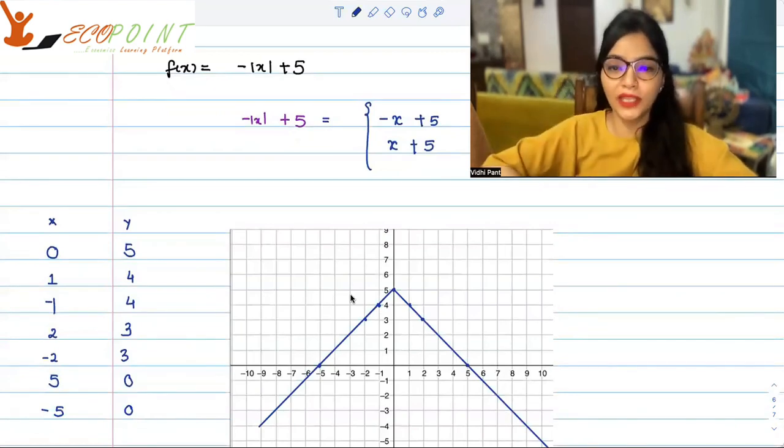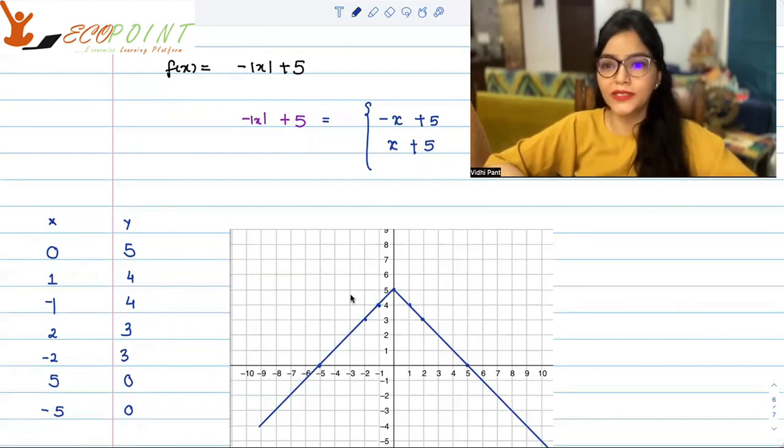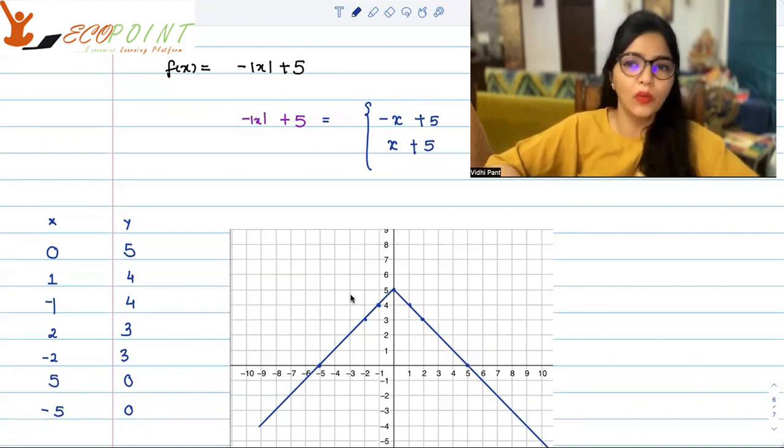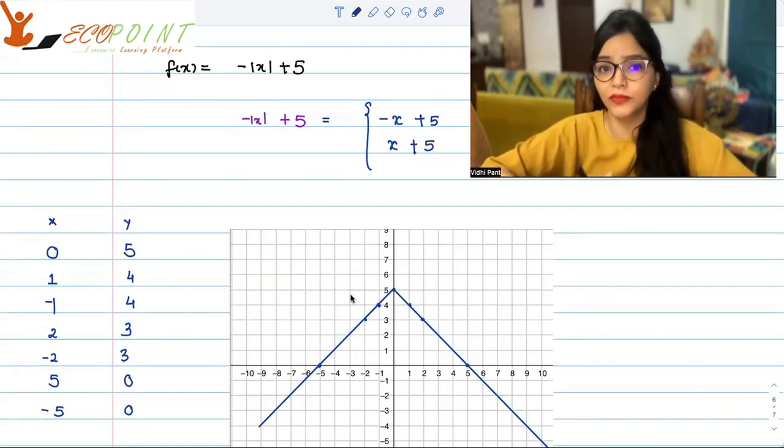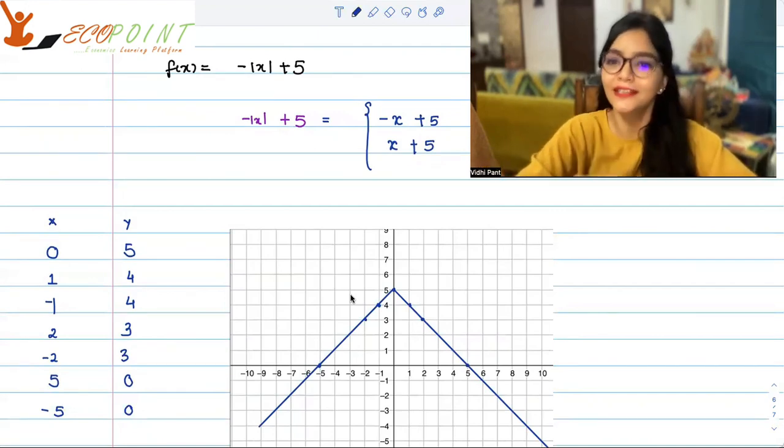Of course, at home, I would like you to try out transformations like mod x plus 5 plus 10, or a general value, say c. What kind of graph can get generated? Please try that out. Thank you very much.